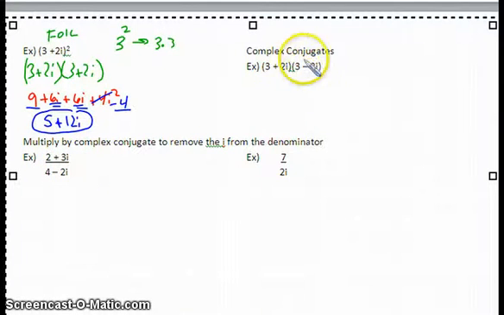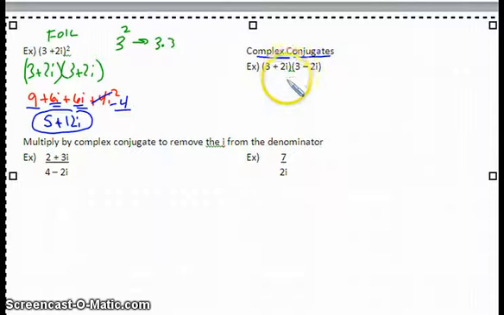Now, again, we're multiplying a complex number by a complex number, but more specifically for this problem, notice the only difference is a plus and a minus here. Well, this special relationship is called a conjugate, and because these are complex numbers, we call these complex conjugates, where you just change the sign in the middle.